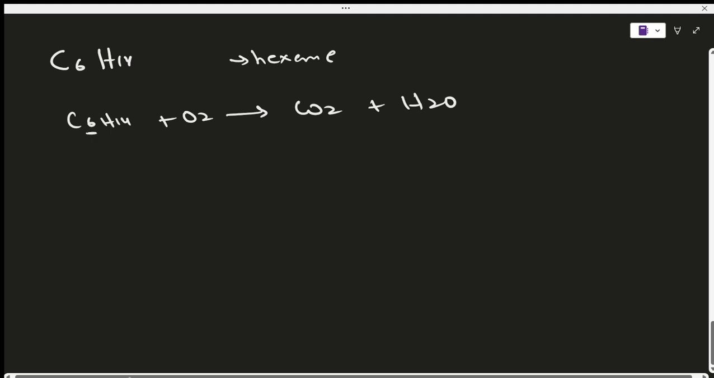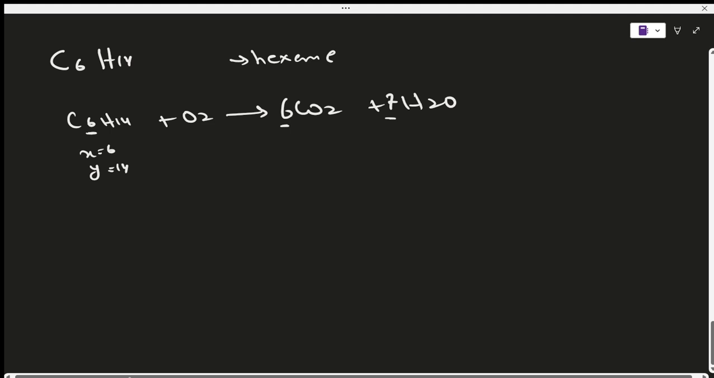Now the value of X is equal to 6 and the value of Y is equal to 14. So you already know that there is going to be a 6 here and there is going to be a 7 here. How? You divided the value of Y by 2, and the answer you get is 7. What do we need to figure out? We need to figure out the oxygens now.